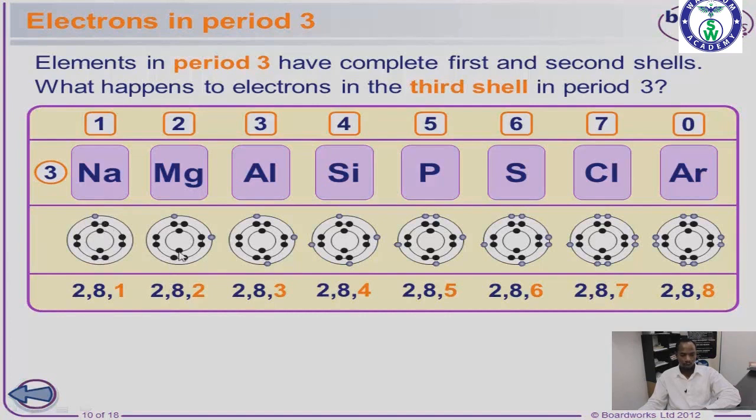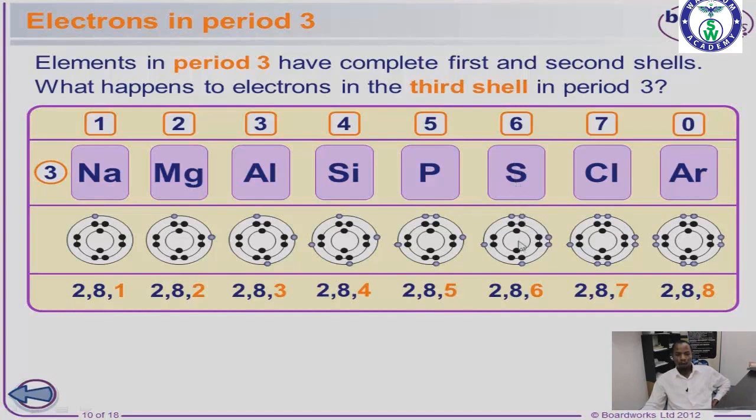For magnesium, same thing, 2 in the first shell, 8 in the 2nd shell, and 2 in the 3rd shell. For aluminium, same, 2 in the first shell, 8 in the 2nd shell, and 3 in the 3rd shell, because the atomic number is 13. Then for silicon, 2 in the first shell, 8 in the 2nd shell, and 4 in the 3rd shell, because the atomic number is 14. And then for phosphorus, we have 2 in the first shell, 8 in the 2nd shell, and 5 in the 3rd shell, because the atomic number is 15. 2 plus 8 plus 5 is 15.